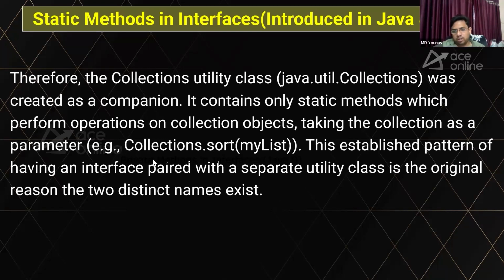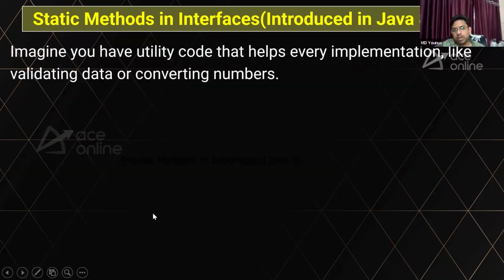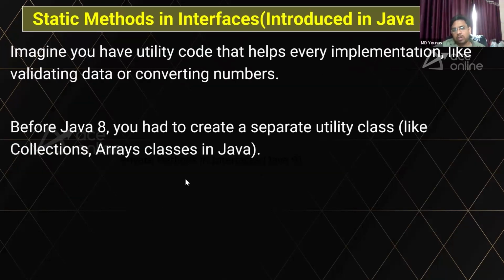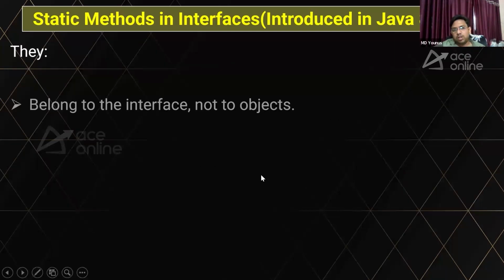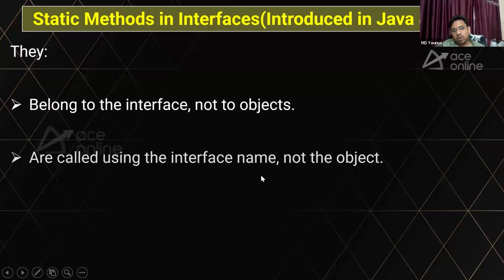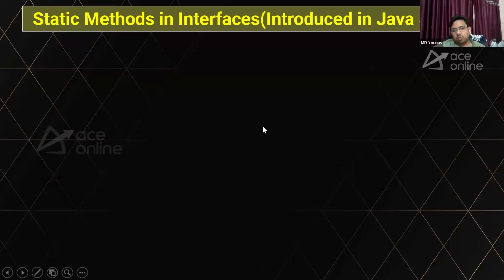Cannot we implement the Collection interface with the Collections class? That's what, Sarika, we can do from Java 8 onwards now. From Java 8 onwards, you can write these utility things inside the interface itself. So it belongs to the interface, not to the object.